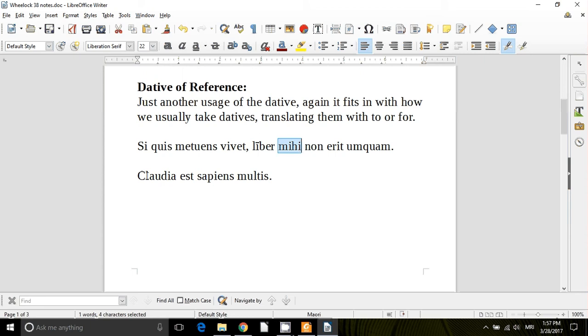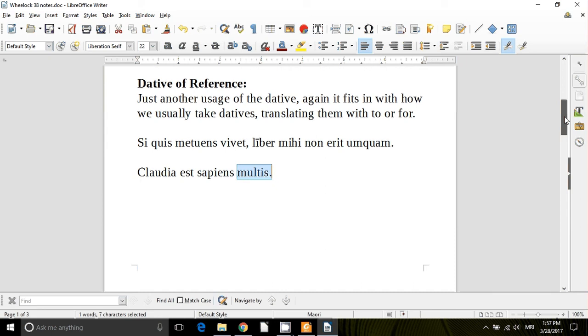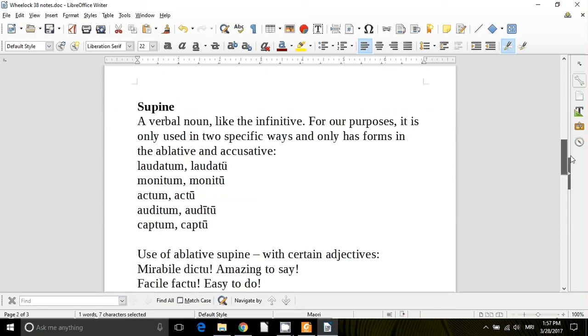And then here's another example. Claudia est sapiens. Claudia is wise, multis, to many people. So in the eyes of many people, Claudia is wise. To many, Claudia is a wise person. She seems to many people to be that. So again, it's just another use of the dative, nothing to get excited about.